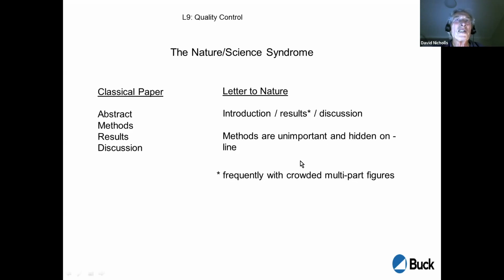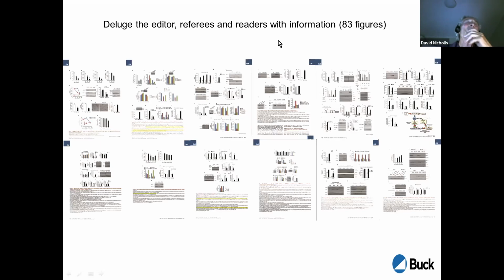The multi-part figures, this was a classic paper. It was a Sirtuin NAD paper, so it was of great interest at the Buck some years ago. And a colleague asked me, is this okay? Is this correct, this paper? And you look at the paper and it has 83 figures, 83 separate figures. And this is submitted.